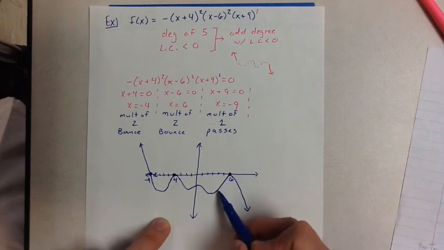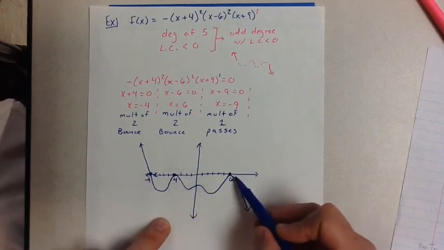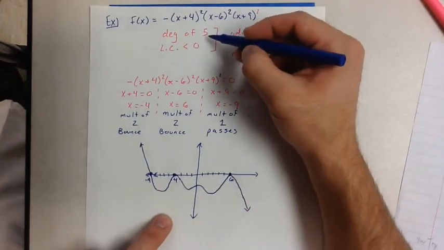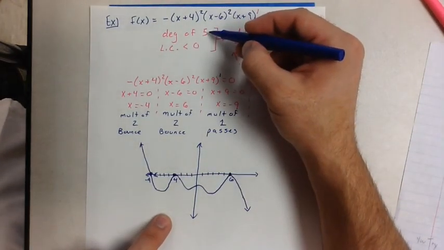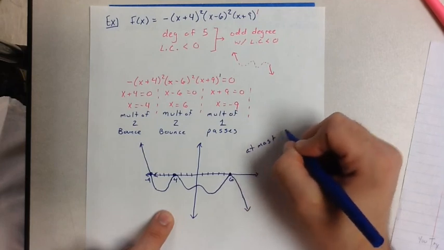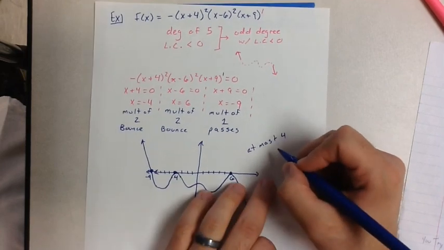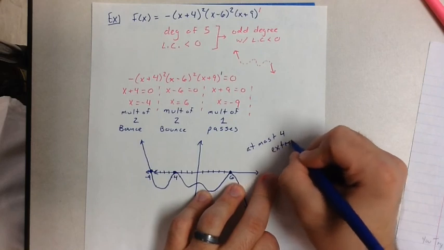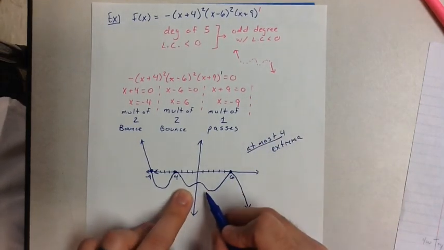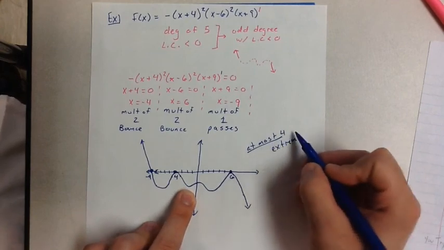Oh, something I just noticed here. As I did this, I do have to be careful. It's a good thing to note. Our degree was 5, right? Which means that we can have at most 4 extrema. So we can't just be lazy with what we do in the middle here. We have to still consider this.